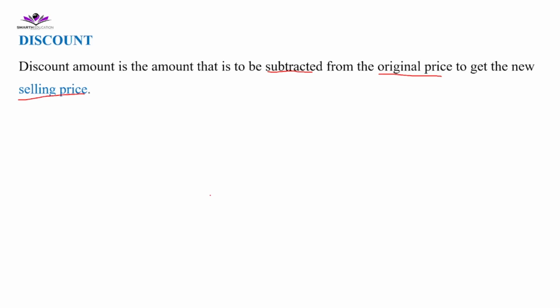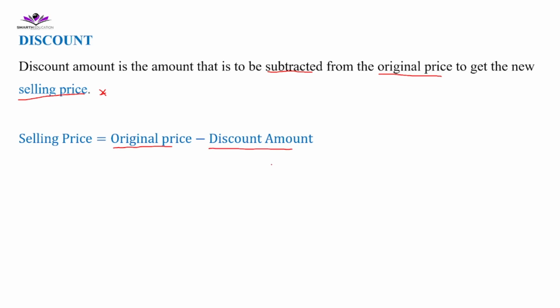We're going to discuss the formula that we use when doing calculations that involve discount, and then after that we're going to look at a few examples. From this statement, we can say that the selling price is equal to the original price minus the discount amount. Please take note of that.